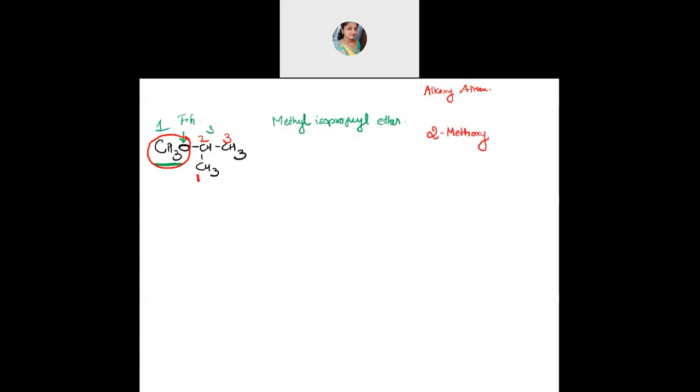Then come to the carbon chain. What is the carbon chain? 3 carbons. So 3 carbons is propane. So 2-methoxypropane. Understood? Not iso. I said iso comes only for the common name. We use iso only for the common name, not for IUPAC naming. Okay, clear? Understood?